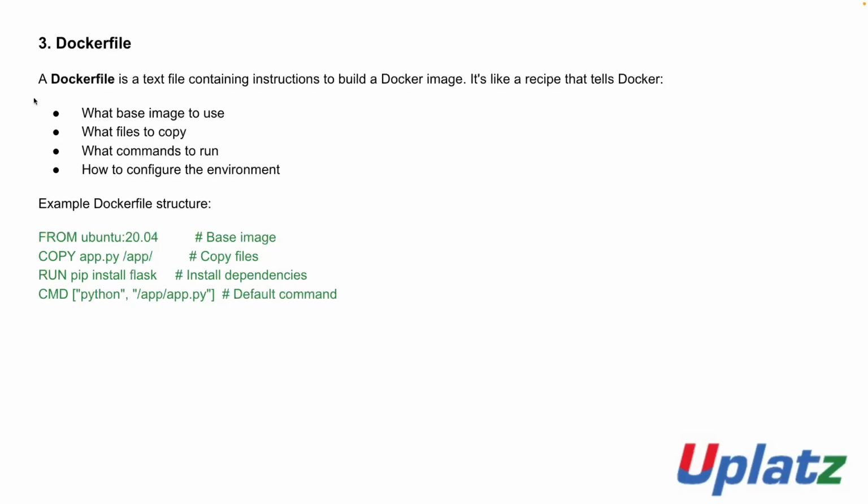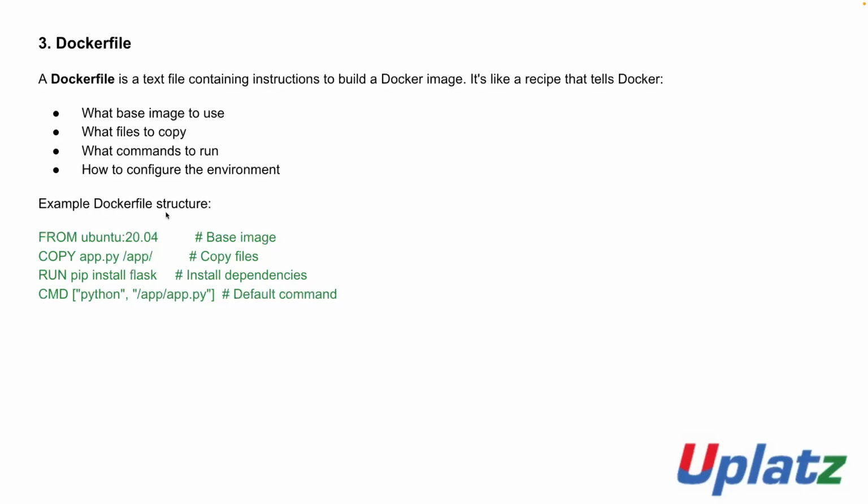Number three, Dockerfile. A Dockerfile is a text file containing instructions to build a Docker image. It's like a recipe that tells Docker what base image to use, what files to copy, what commands to run, and how to configure the environment.